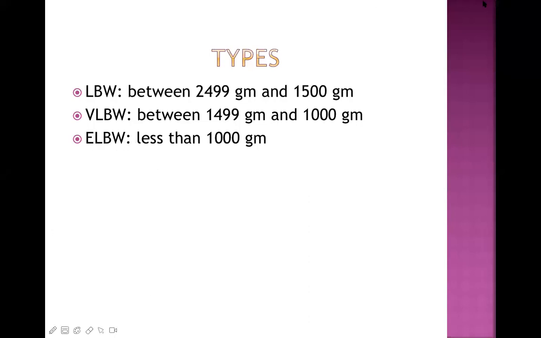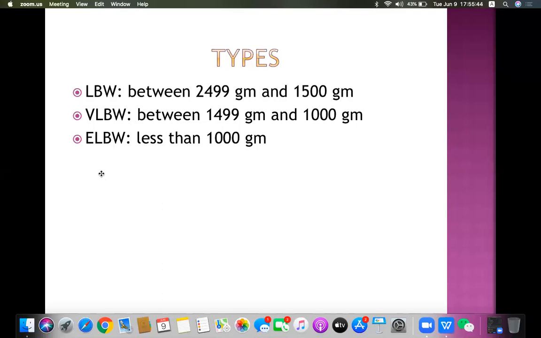Now, one point I would like to highlight here: in some of the British textbooks, they mention another type of birth weight also, and that is called incredibly low birth weight, that is less than 750 gram. But till now, the American textbooks in pediatrics simply mention extremely low birth weight. They don't mention incredibly low birth weight. Probably some new literature or new textbook may start to include that also.